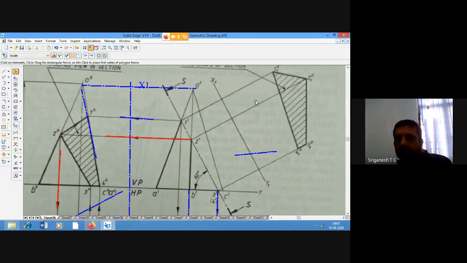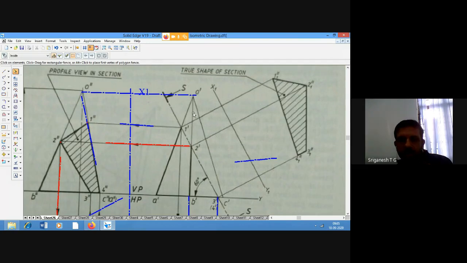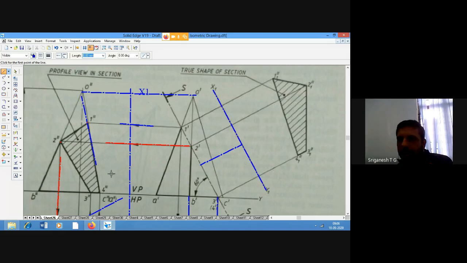We have to draw the true shape of the section. Now to draw the true shape of the section, what we are going to do first is draw one XY line parallel to the cutting plane at a particular distance. Keep medium distance, not too far or too close. Outside the pyramid, leave some space and keep a certain distance parallel to the cutting plane.